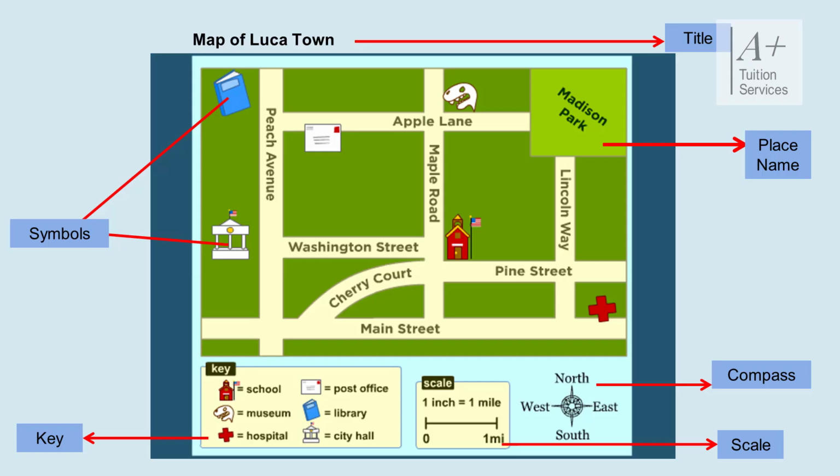Here we have what is called a street map, and this is a map of Lucatown. Notice this is the title of the map. The map shows street names, important places, a park, a museum, and it has a key directing us to all these places. The map also has a scale. Basically, 1 inch on the map is literally a mile in real life. The map also has a compass.